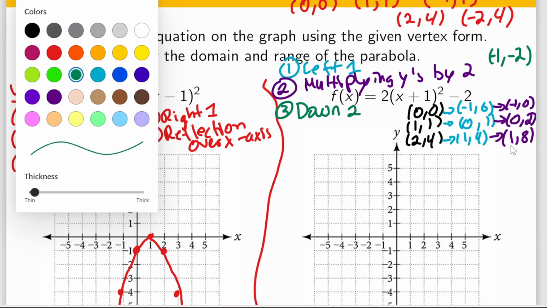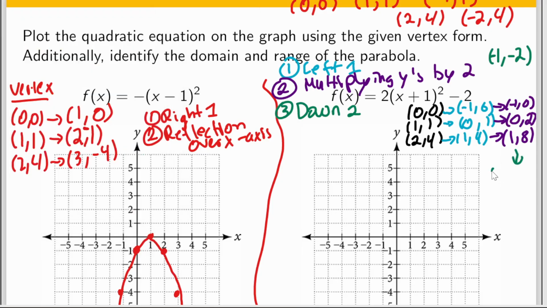Then as the final transformation, we want to move all these points down 2. So (-1, 0) moved down 2 moves to (-1, -2), just as we predicted that vertex should be. For the next point, (0, 2), moving down 2 moves to (0, 0), because 2 minus 2 is 0. And for the last point, (1, 8), 8 moved down 2 is 6, because 8 minus 2 is 6.